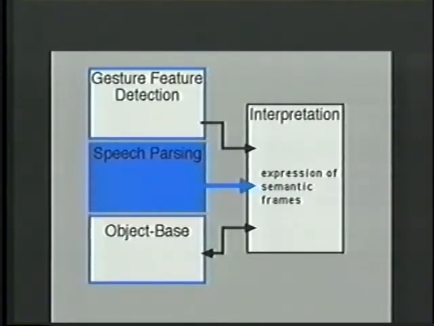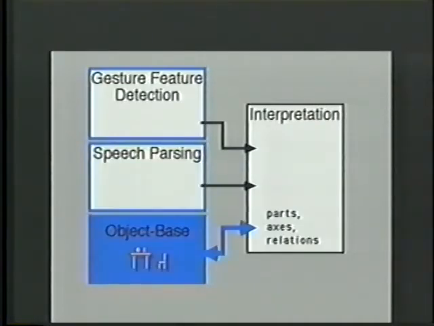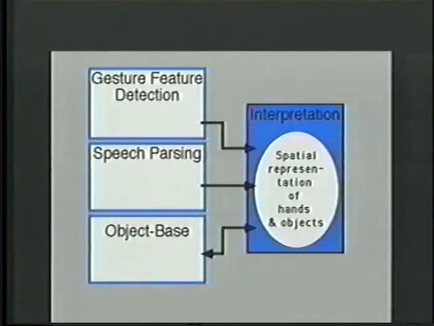A speech module receives a stream of recognized words from a connected speech recognizer. The sequence of words is parsed to produce an expression of semantic frames. These frames encode the content and structure of the user's speech. An object base manages the objects and their appearance on the display. Object descriptions within the object base include part shapes, major axes, and spatial relations among objects and parts in the displayed scene.